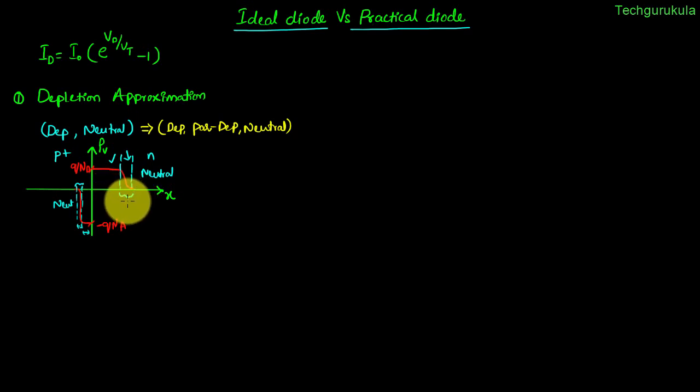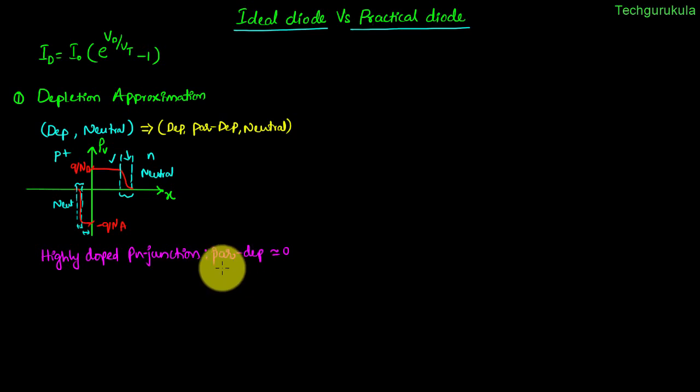But if you see, the percentage of this partial depletion region is higher in a low doped side, whereas it is very less on the high doped side. So if we can assume a highly doped PN junction where both sides are highly doped, then the depletion approximation would be very close. For a highly doped PN junction, we can say partial depletion region would be very close to 0, which means a highly doped PN junction diode can be very close to an ideal diode in terms of this approximation.